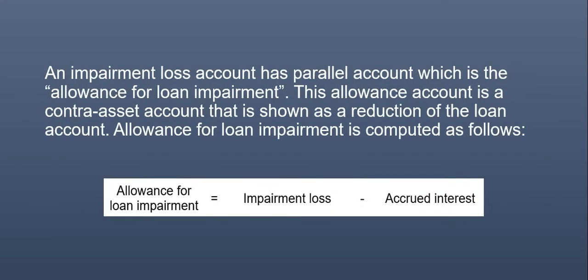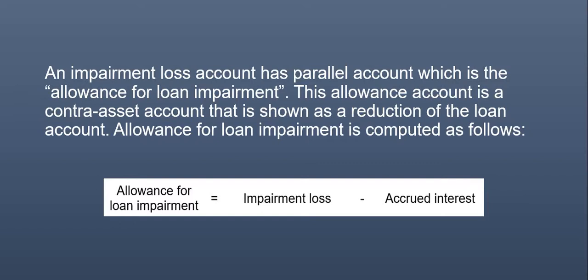An impairment loss account has a parallel account, which is the allowance for loan impairment. So when we record an impairment loss, there is also a parallel account, the allowance for loan impairment. This allowance account is a contra asset account, meaning it has a normal credit balance, and it is shown as a reduction of the loan account.